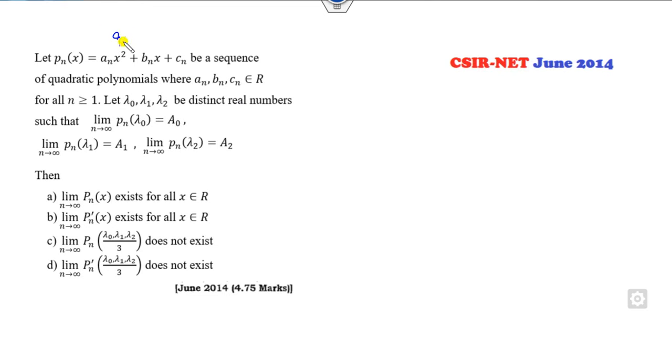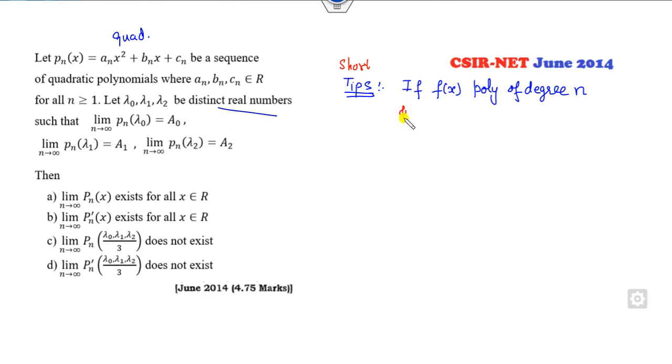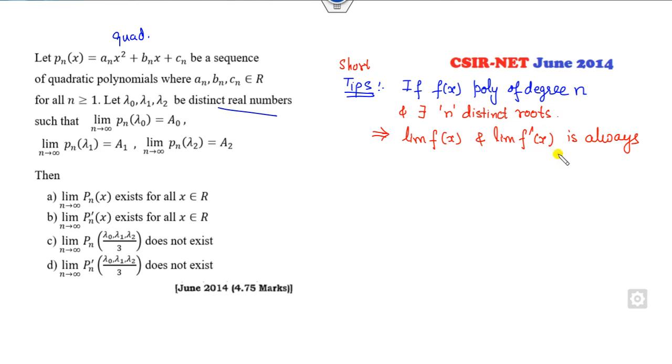If P_n is a quadratic polynomial, and these are the distinct roots of this, okay. Remember, if f(x) is a polynomial of degree n, fine, these are shortcut tips for you. If f(x) is a polynomial of degree n and there exist n distinct roots, then the limit of f(x) and the limit of f'(x) always exist, fine, for all x in my domain.